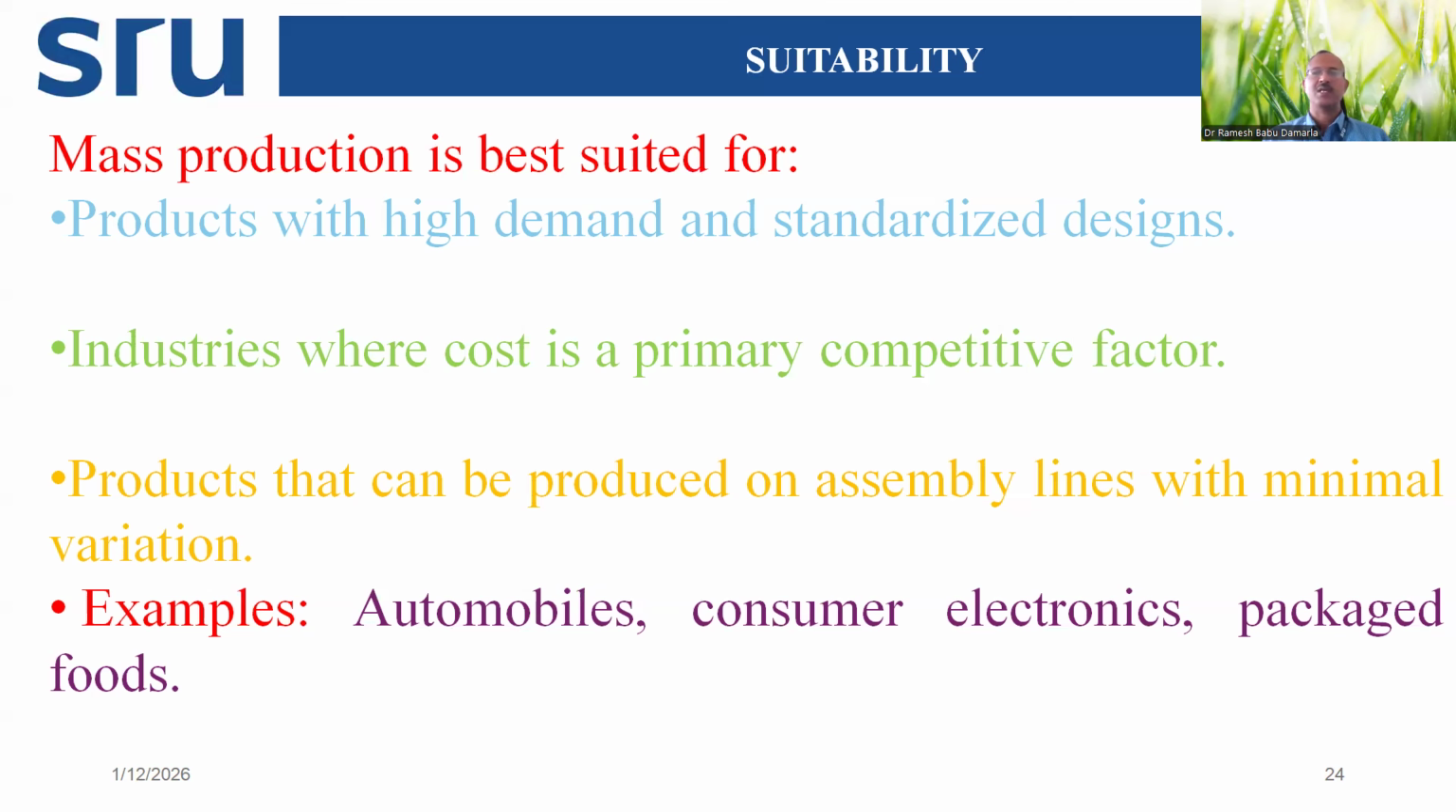Products that can be produced on assembly lines with minimal variation. For this, it is suitable. Examples are automobiles, cars, bikes, jeeps, consumer electronics, televisions, mobile phones, laptops, desktops, and packaged foods. Packaged paneer, packaged milk, packaged water, tetra pak mango juice, orange juice, various kinds of packaged foods like potato chips, all that.